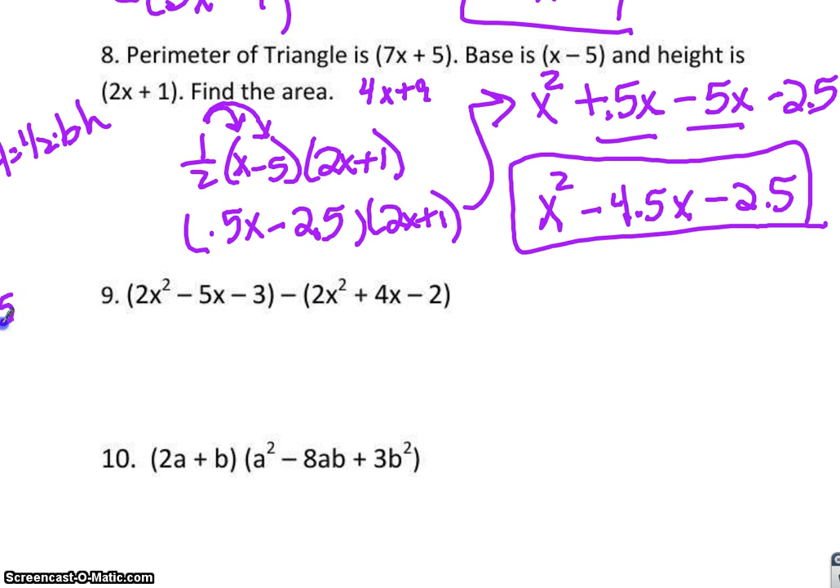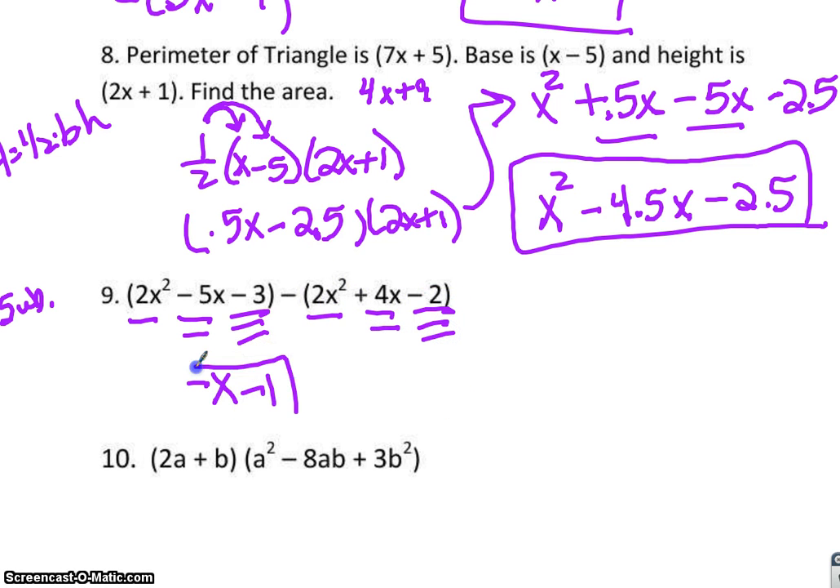Number 9, pay attention, it is subtraction. You will not be multiplying anything. 2x squared minus 2x squared cancels, goes away. There is no x squared in your answer. Negative 5x minus 4x becomes negative x, and then negative 3 minus negative 2 becomes minus 1.